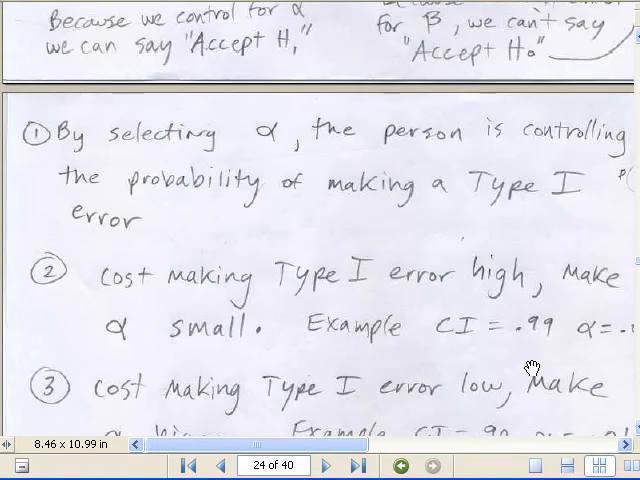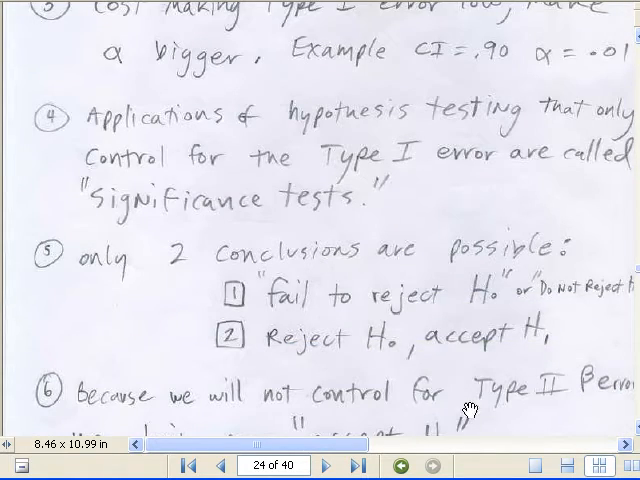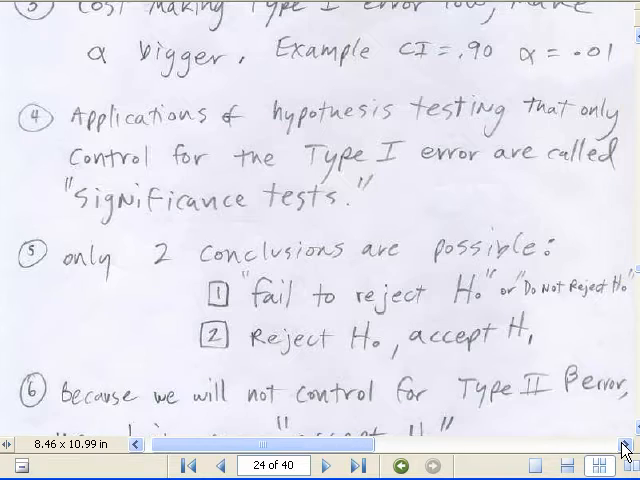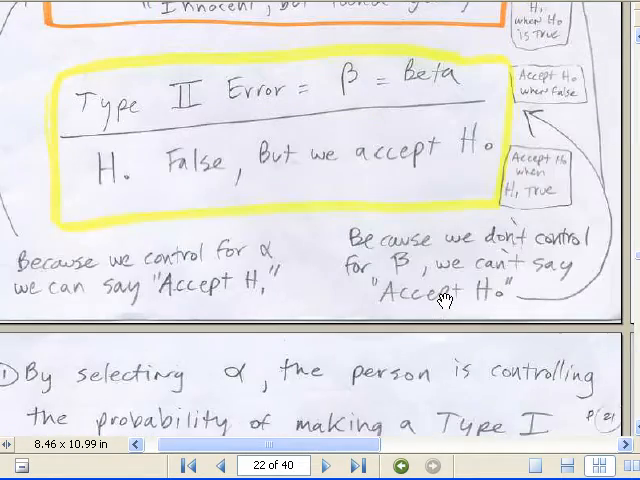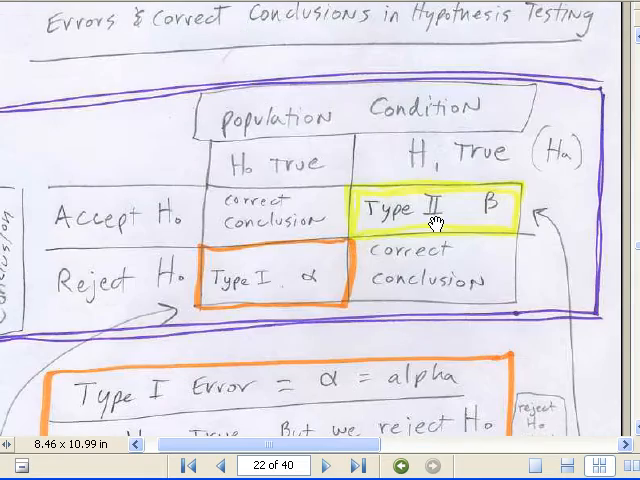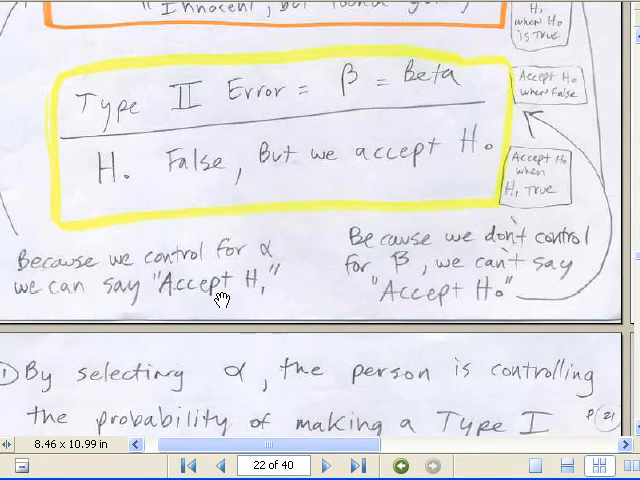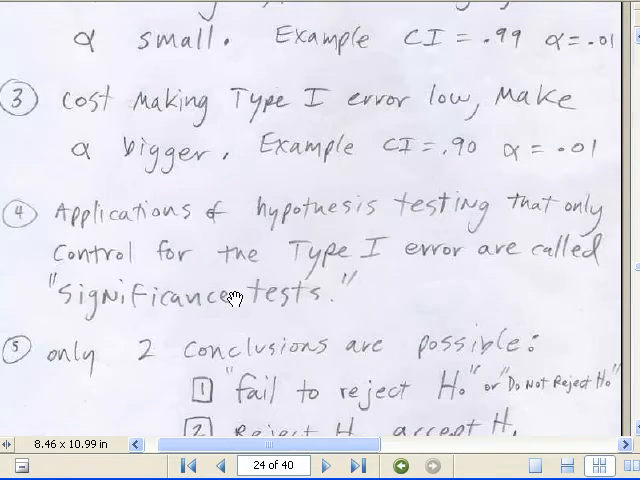In our last video, you saw we made some conclusions, but we never said H sub 0 was true. What we said was fail to reject H sub 0. And the reason why is because we're not controlling for this beta right here. We are, by our ability to select the significance level, controlling for alpha or type 1. So we will be able to say accept H sub 1.